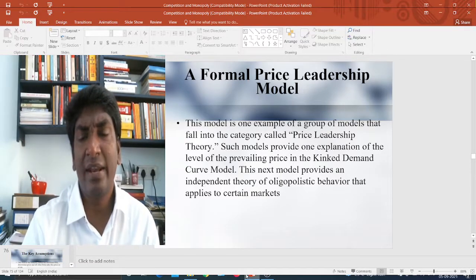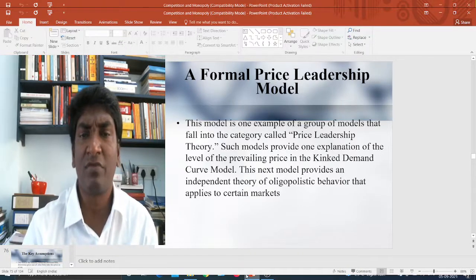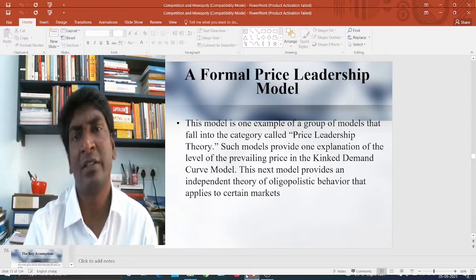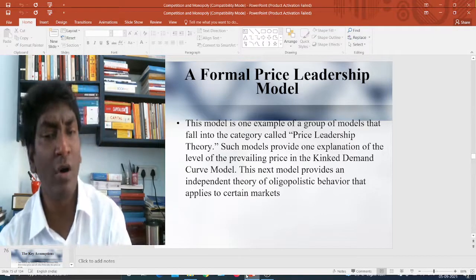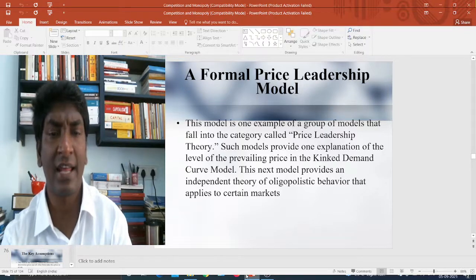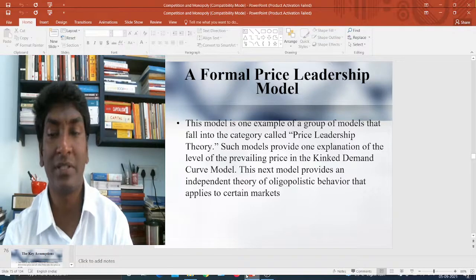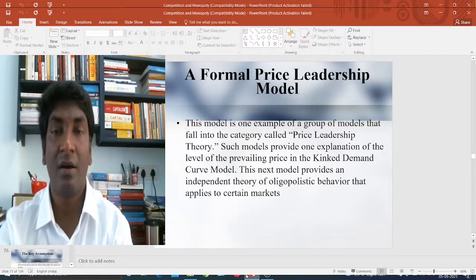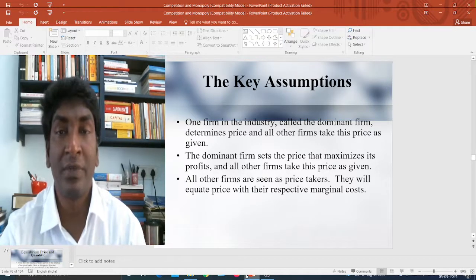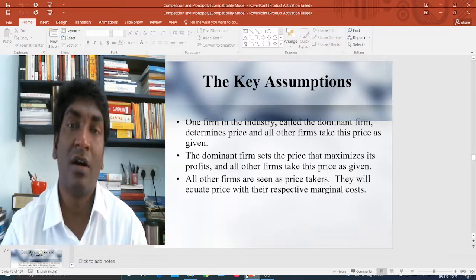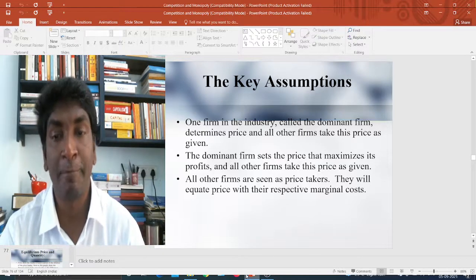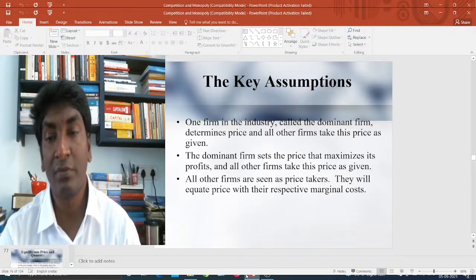Now if that is the case, then there are many instances in which we can talk about formal price leadership models and other things which in fact follow from this sort of oligopolistic market situation. The model is one example of a group of models that fall into a strategy called price leadership theory. Such models provide one explanation of the level of the prevailing price in the kinked demand curve model. This next model provides an independent theory for oligopolistic behavior that applies to certain markets, and it is essential to understand its key assumptions. That is, in one form, a dominant firm in the industry determines the price and all other firms take this price as given.